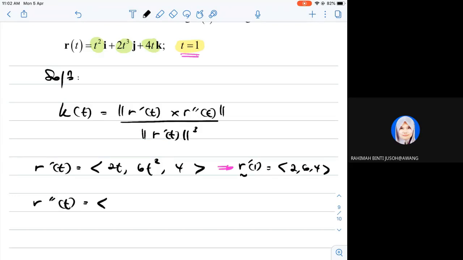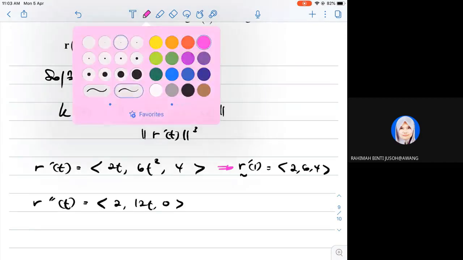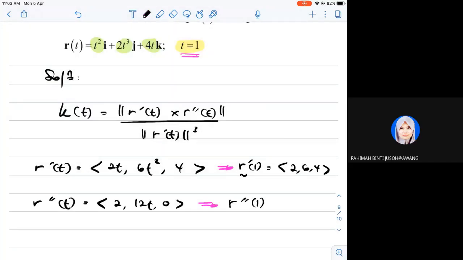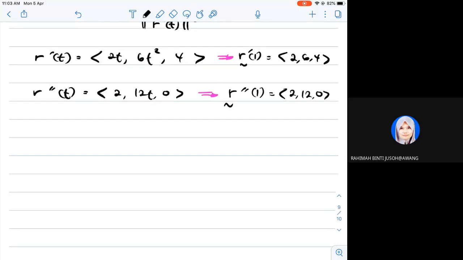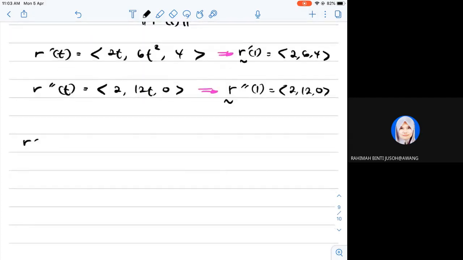So differentiate lagi sekali, differentiate r prime lah pula sekarang ni. So differentiate 2t, we get 2, differentiate 6t squared, we get 12t, differentiate 4, we get 0. So kalau you gantikan nilai t equals to 1, r double prime 1, we will have <2, 12, 0>. Okay, kenapa saya gantikan siap-siap nilai t equals to 1? Sebab nanti nak cari cross product tu lebih mudah. Okay, sebab kita nak cari cross product kan, formula atas tu cross product. So r prime 1 cross r double prime 1.